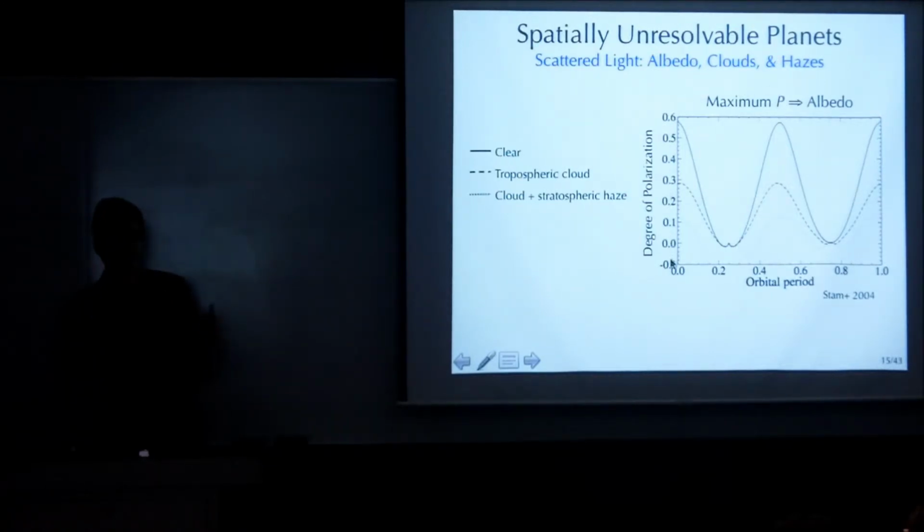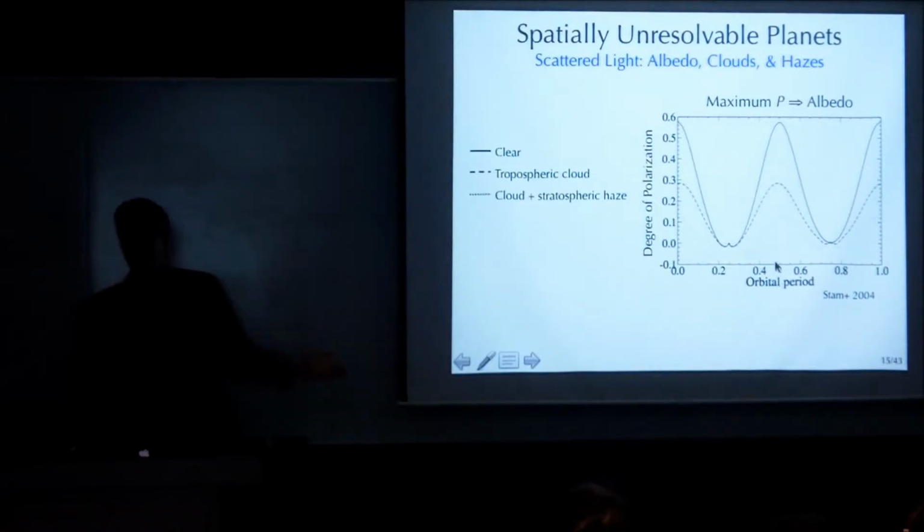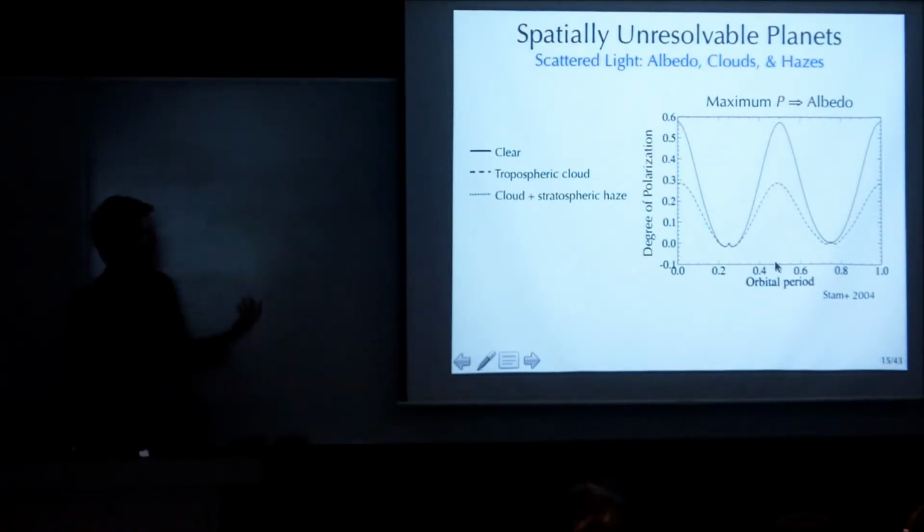So here again we have degree of polarization as a function of time, and you see the sinusoidal swing. Now here are three different models that show you what the expected polarization of the planet should be. And if you have a clear Rayleigh scattering atmosphere where you have small particles, you'll end up with a very strong polarization at roughly 90-degree scattering angles. This is why the sky is blue. This is why the sky is strongly polarized, Earth's sky.